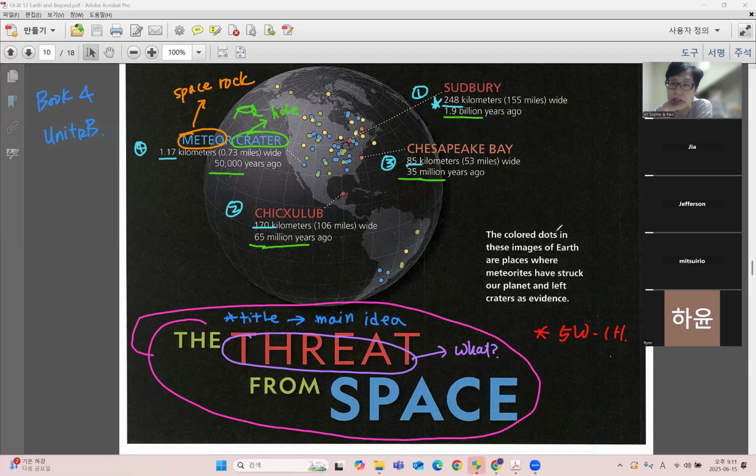Here, the colored dots in these images of Earth are places where meteorites, space rocks, have struck and hit our planet Earth and left craters as evidence. What is evidence? Proof. Evidence is proof.